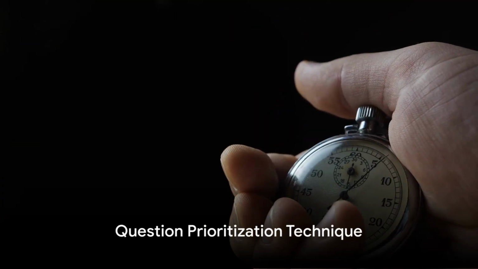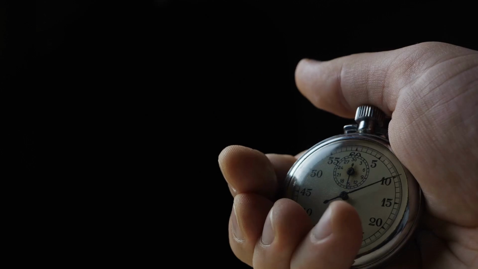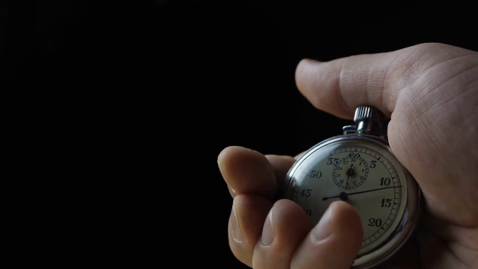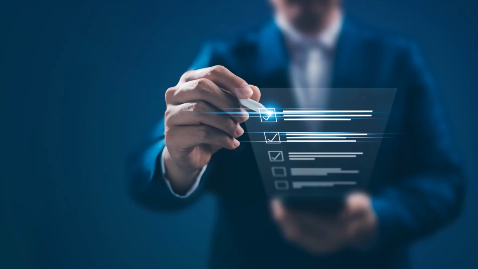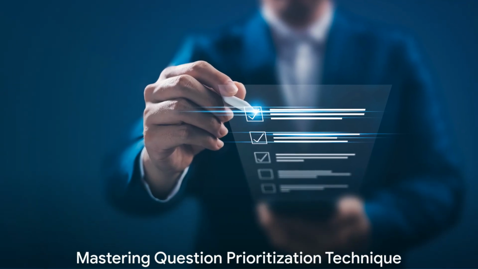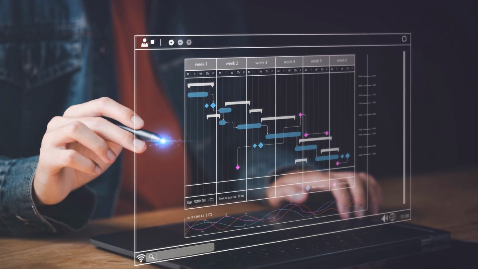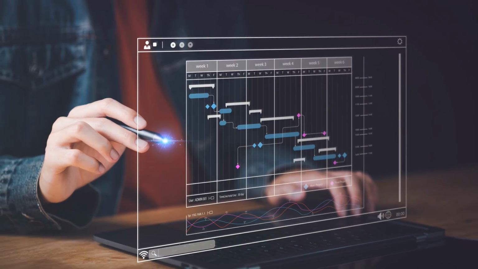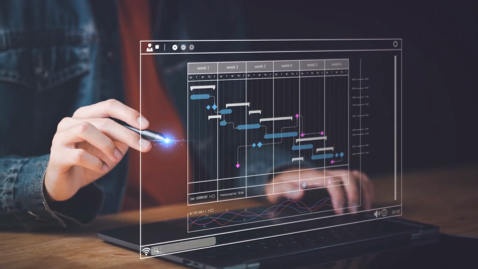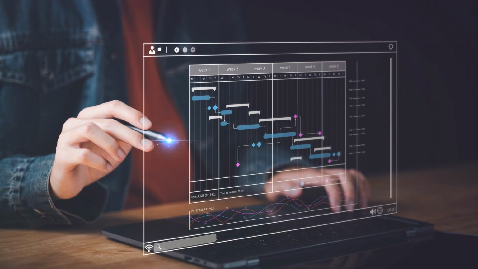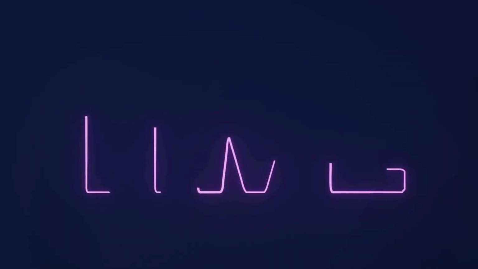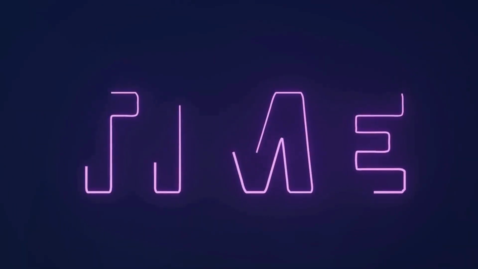Now, the key here is not to get stuck. If you find a question difficult to answer within the allocated time limit, don't spend more time on it. Instead, move on to the next question. This is where question prioritization comes into play. Question prioritization is not about choosing which questions to answer, but rather about efficiently managing your time. It's about recognizing when to move on and when to come back to a question.